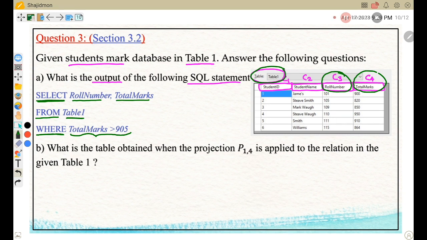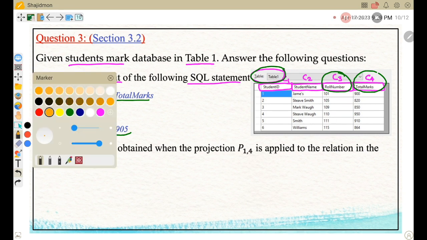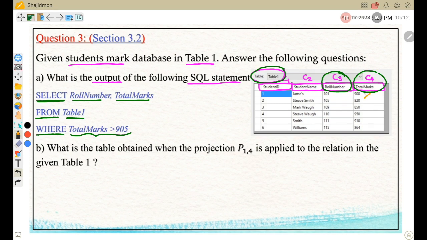For more than 905, just select. The first one is 900 only, so not selected. 820 not selected, 850 not selected, 950 is selected because it is more than 905, 910 is selected, and 864 is not selected. Correct? So what will be the answer? I will write it here.